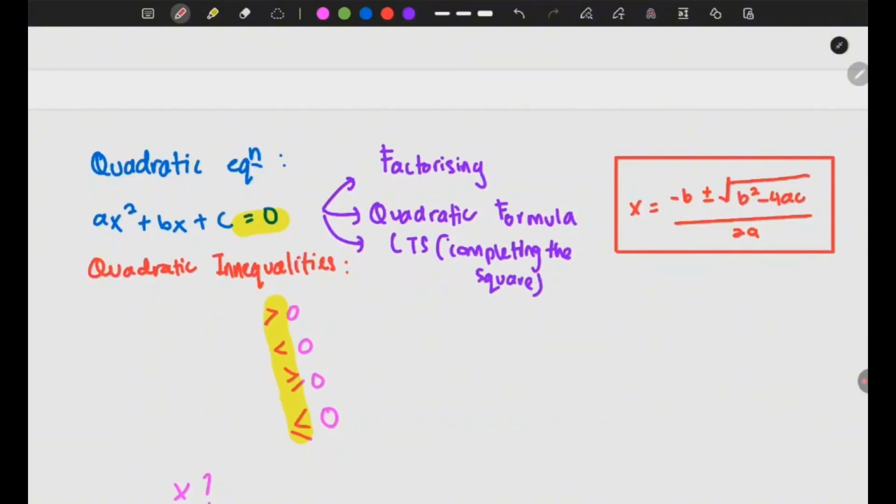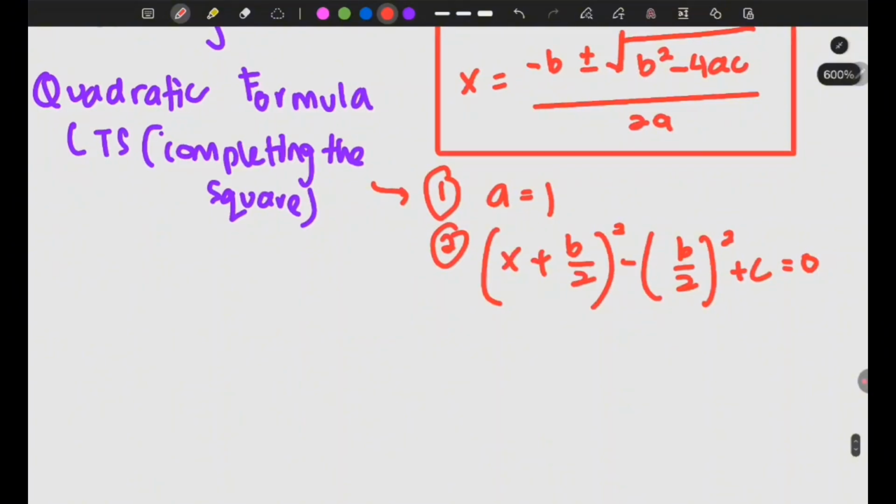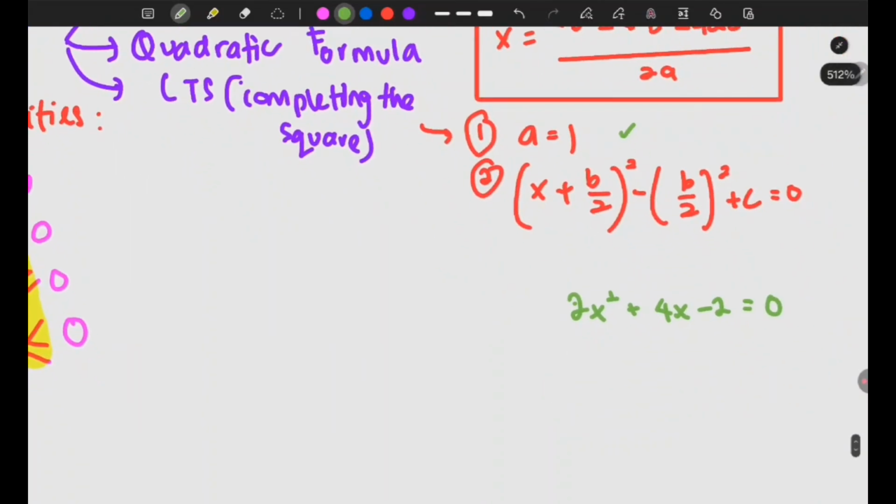And I did tell you two conditions in this. Condition number 1, your a has to be equals to 1. Condition number 2, x plus b over 2 squared minus b over 2 squared plus c equals to 0. Isn't it? This is what I told you, right? If let's just say your equation looks like 2x squared plus 4x minus 2 equals to 0, how are you going to solve this through completing the square method? First thing, your a should be equals to 1. This is your ax squared plus bx plus c. Your a here is not equals to 1. Your a here is equals to 2.